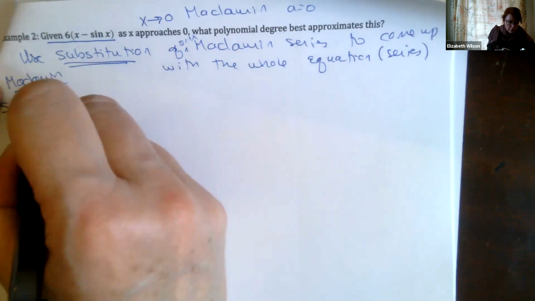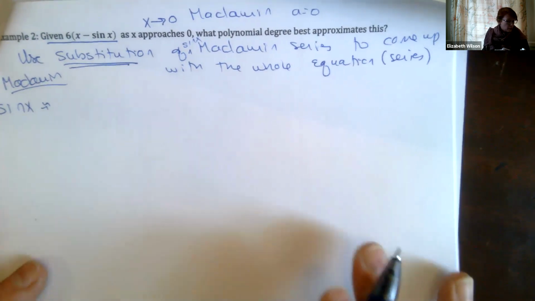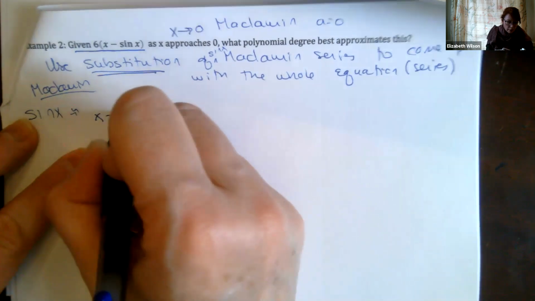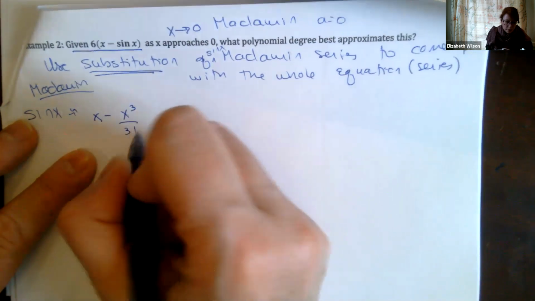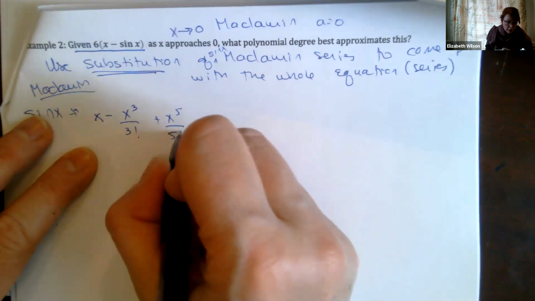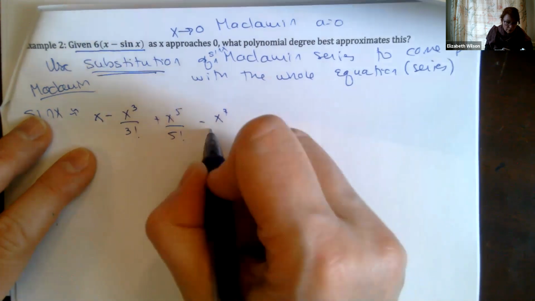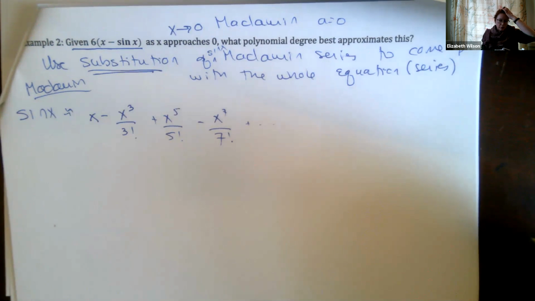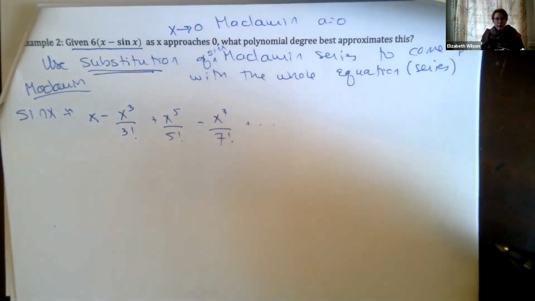So my sine of x is approximately equal to, let's just copy it down from what we had before, x minus x cubed over 3 factorial plus x to the 5th over 5 factorial minus x to the 7th over 7 factorial. And it goes on and on. I can write out the summation notation if I want, but I'll leave it like that. So that's my sine.